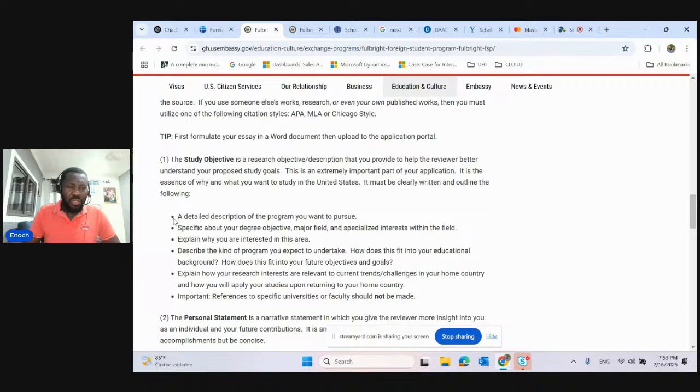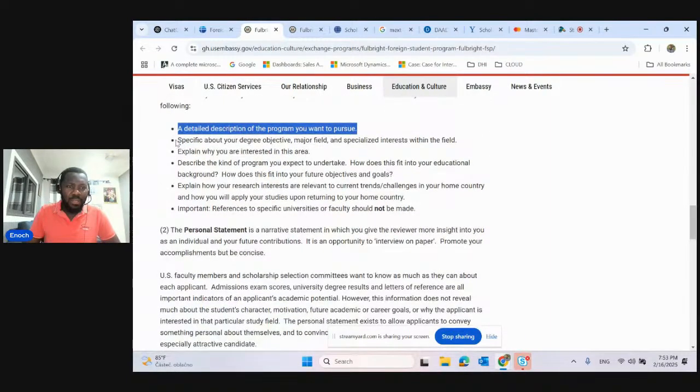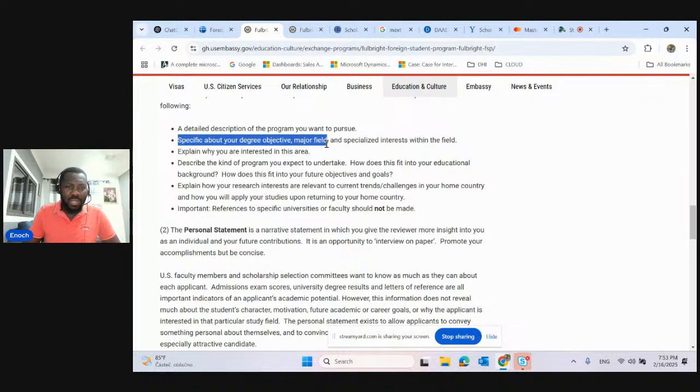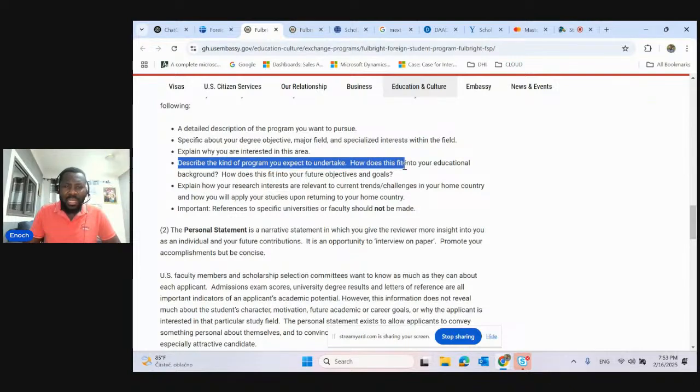The component should have a detailed description of the program you want to pursue, specific about your degree objective, major field, and specialized interest within the field. Explain why you are interested in this area. Describe the kind of program you expect to undertake. How does this fit into your educational background? How does this fit into your future objectives and goals?